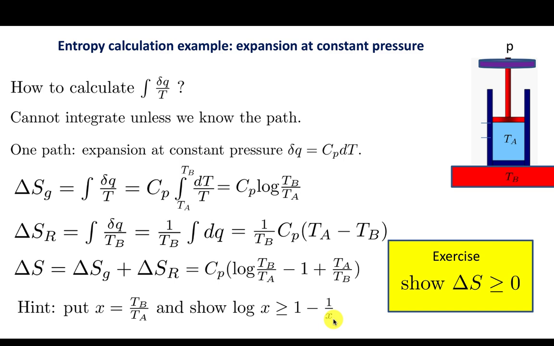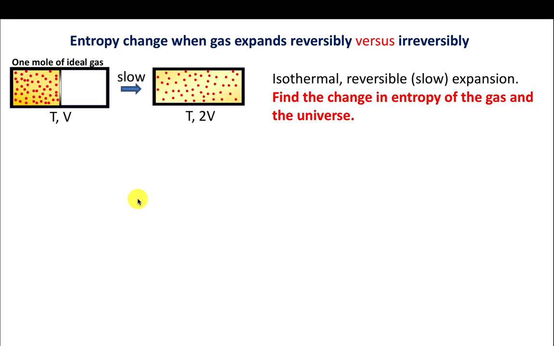Let's ask what happens when a gas expands reversibly versus irreversibly. We'll calculate the entropy change. Now, here's one mole of ideal gas. It's at some temperature T, has some volume V, and we let this process happen slowly, reversibly, from here to here. We let the volume double. So V goes to 2V. And for this isothermal, reversible, which means slow, expansion, we want to find the change in entropy of the gas and the universe. So look, it's isothermal, which means the temperature has not changed.